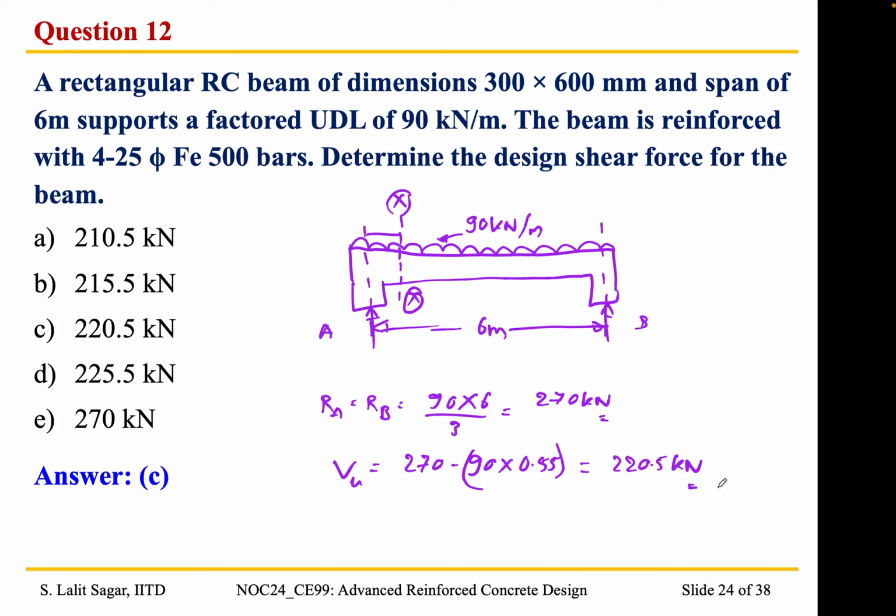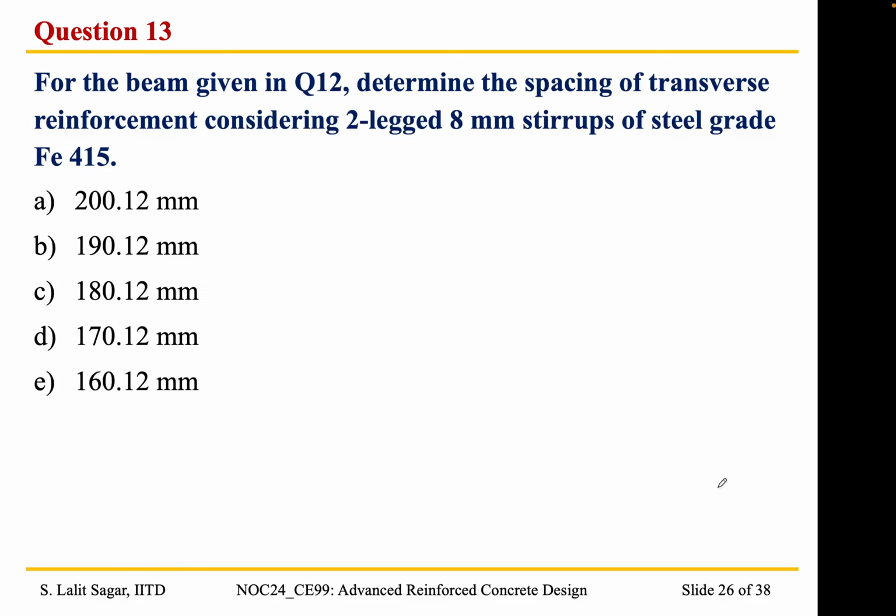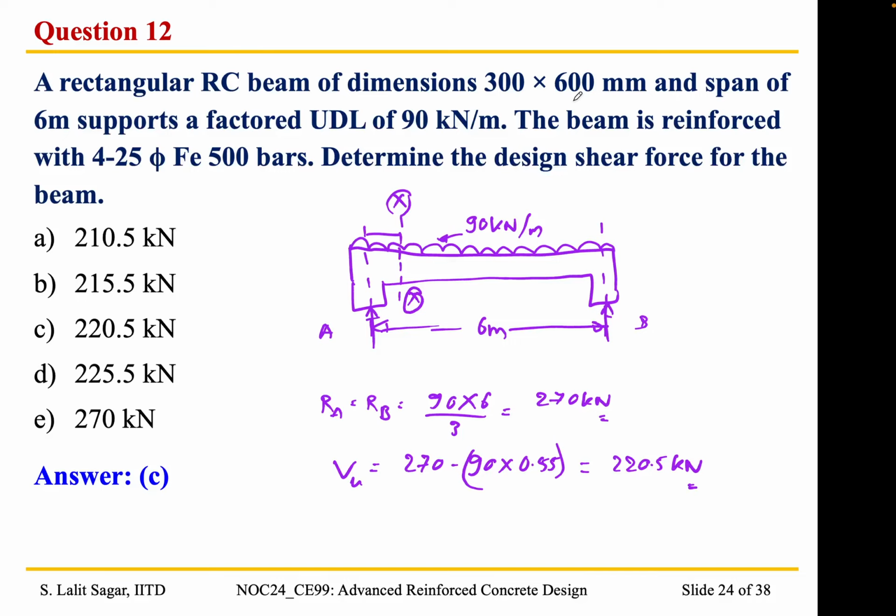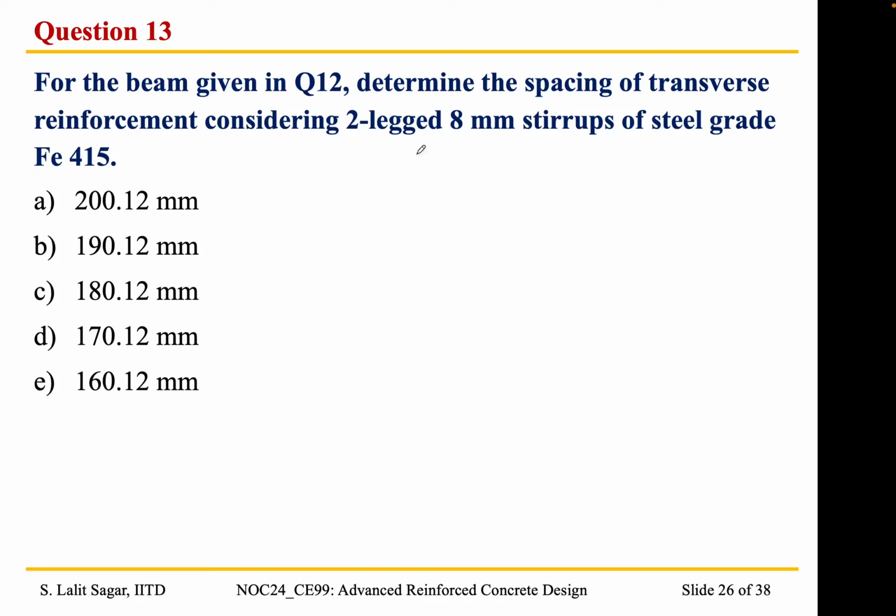So now the next question is, considering two-legged 8 mm stirrups and grade of steel as 415, determine the spacing of transverse reinforcement. So the reinforcement is same as earlier also, so I have given all the data. So what would be the spacing for this particular question, for this particular beam?